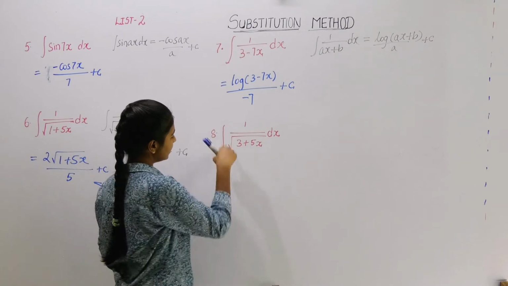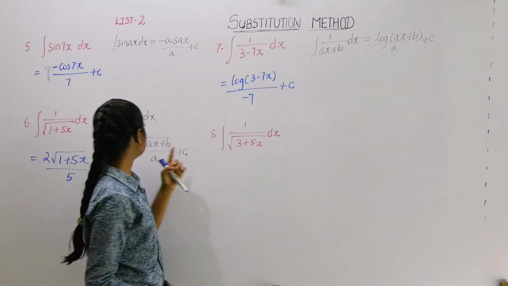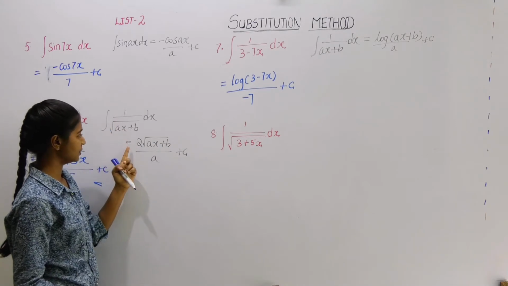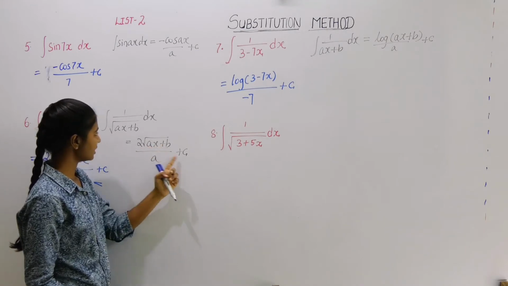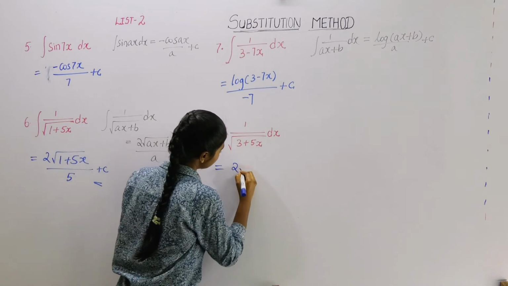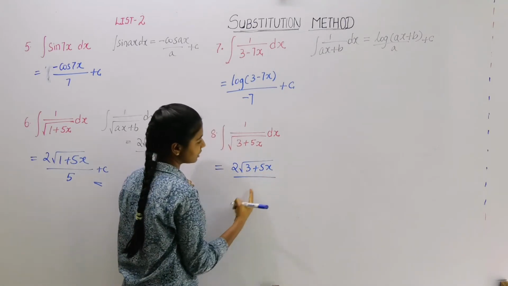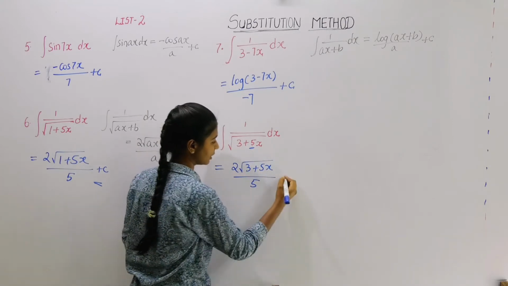Next, eighth one. Integral 1 by root of (3 plus 5x) dx. This is similar to this formula, integral 1 by square root of (ax plus b). We know the formula, 2 root of (ax plus b) by a plus c. When we substitute the formula here, we get 2 root of (3 plus 5x), and in the denominator, what is the coefficient of x? It is 5. Write it in the denominator, plus c.